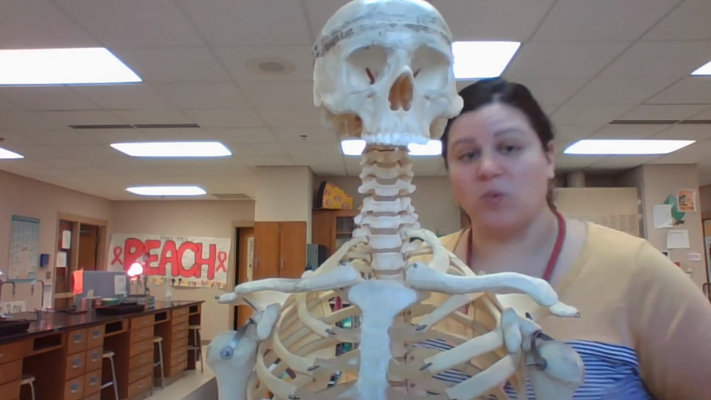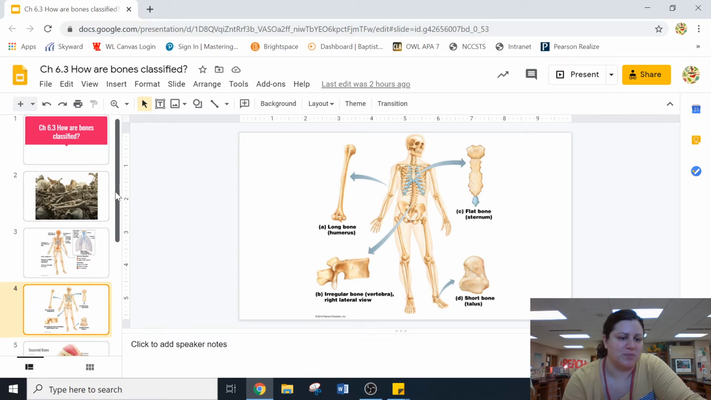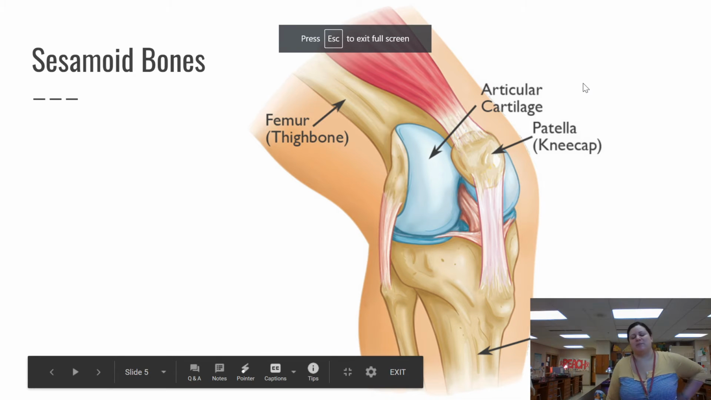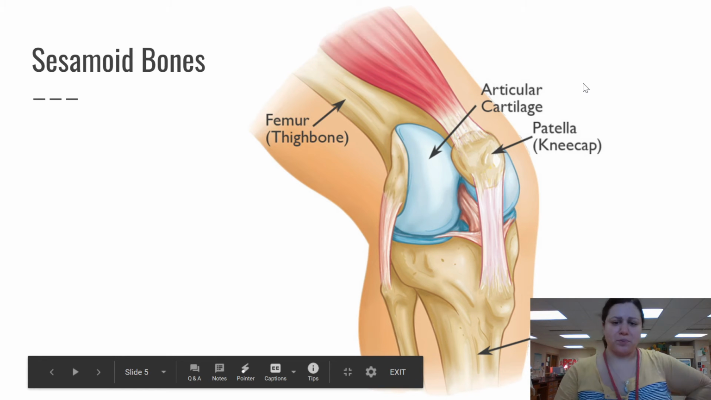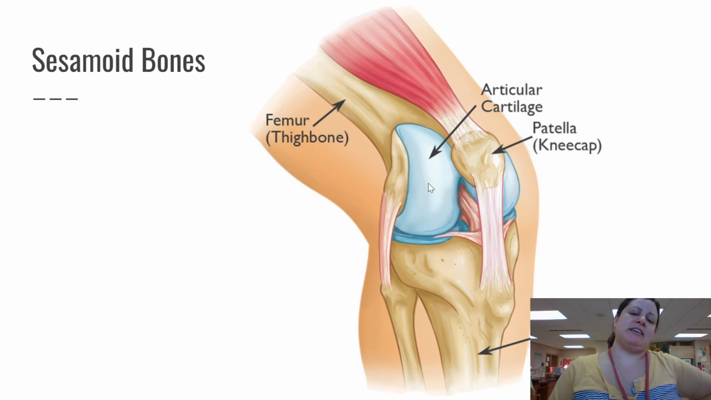Oh, and there's one more special type of bone that I want to show you guys a picture of. This is a subcategory of short bones, and they are called sesame seed bones or sesamoid bones. They're named sesamoid after sesame seeds because they're supposed to look like that. So let's orient ourselves. This tan stuff is bone. That blue stuff is cartilage. What type of cartilage would that be? It's hyaline cartilage because it's on the end of a joint.